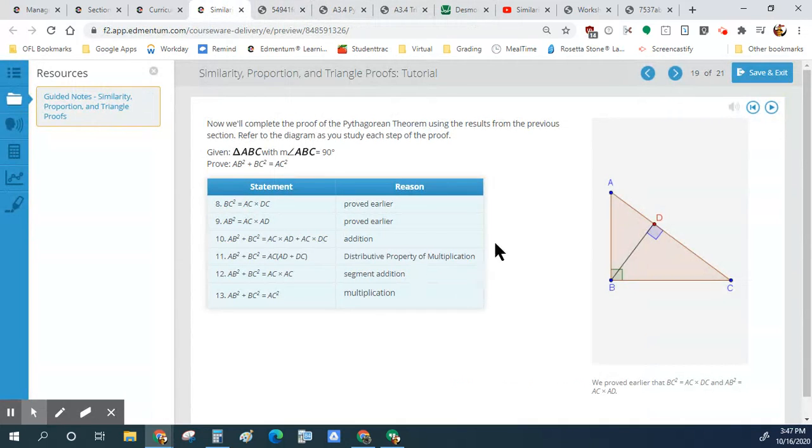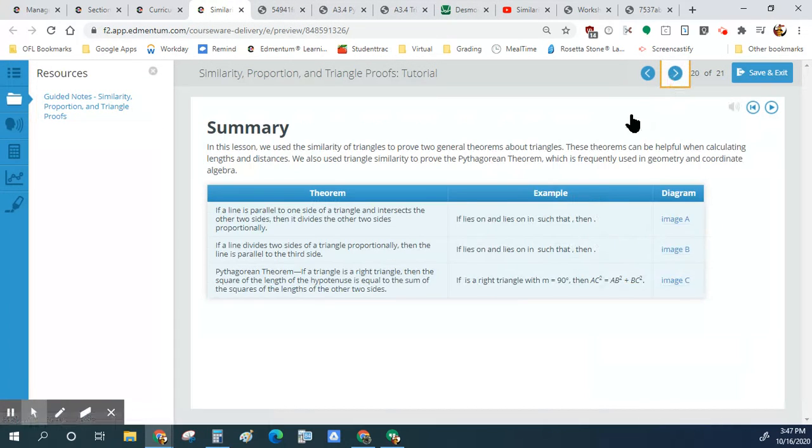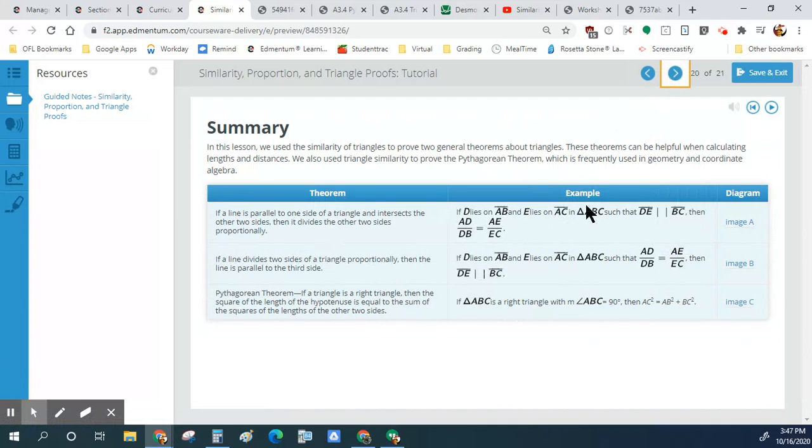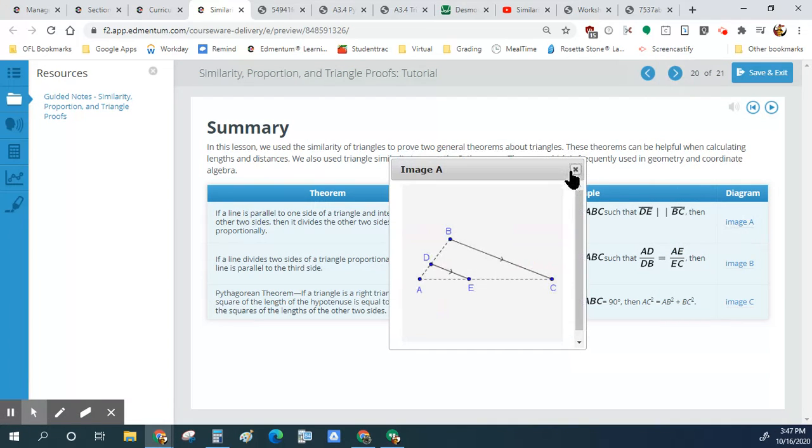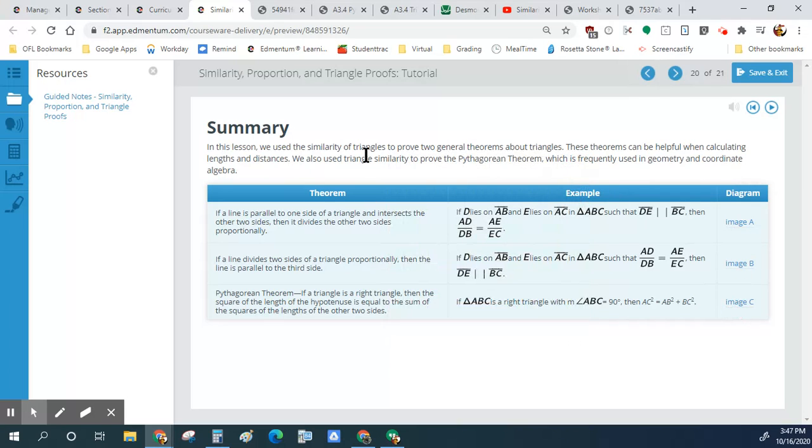All right, so hopefully I didn't blow through that too fast, guys, but these are your main ideas here. Write these down and take your test. All right, so hopefully that'll help you guys get through this.